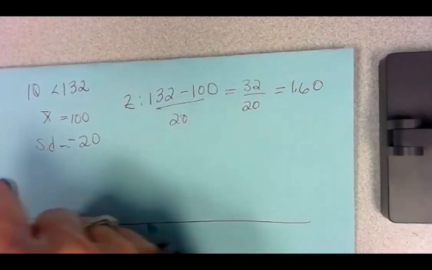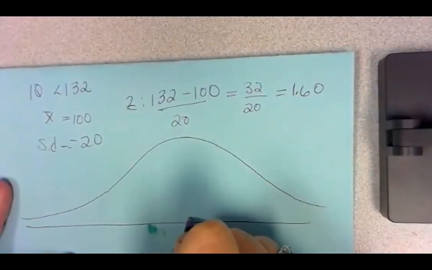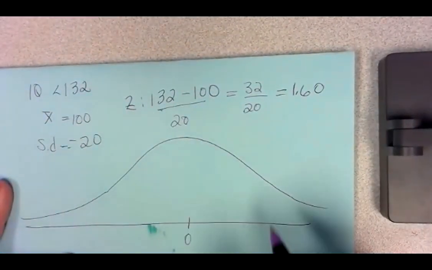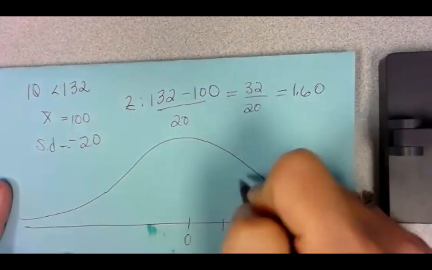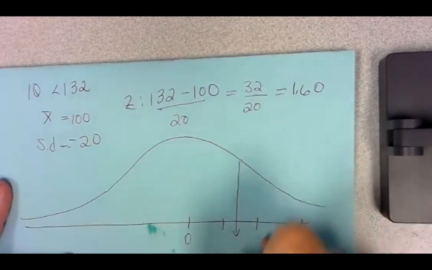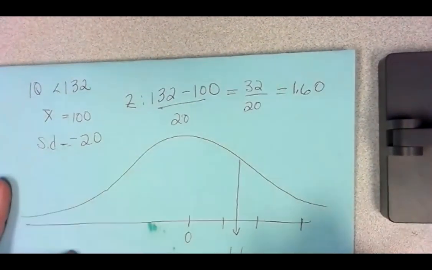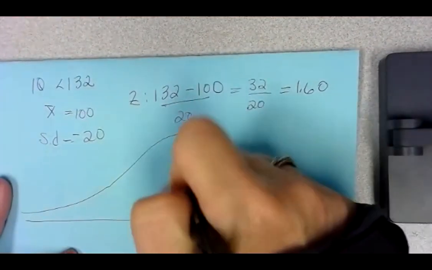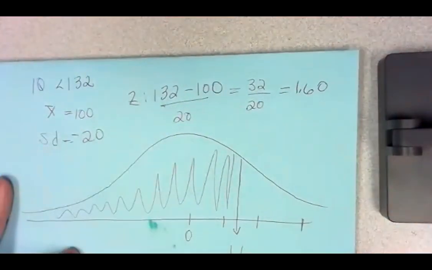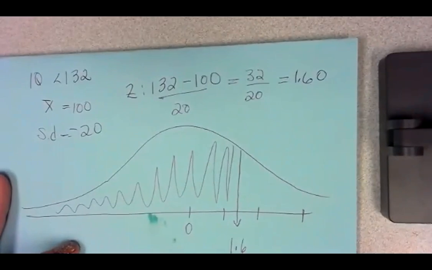I draw it. I always draw it so that I understand what I'm looking up. So 1, 2, 3. 1.6 falls right about here. And I want to know less than. And that's what the table is going to give to us. So let's jump back to the table.